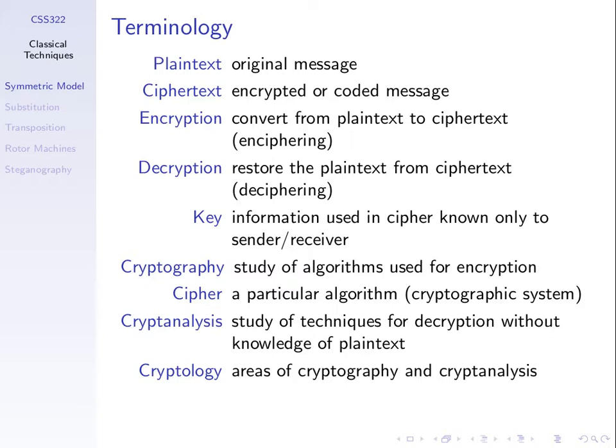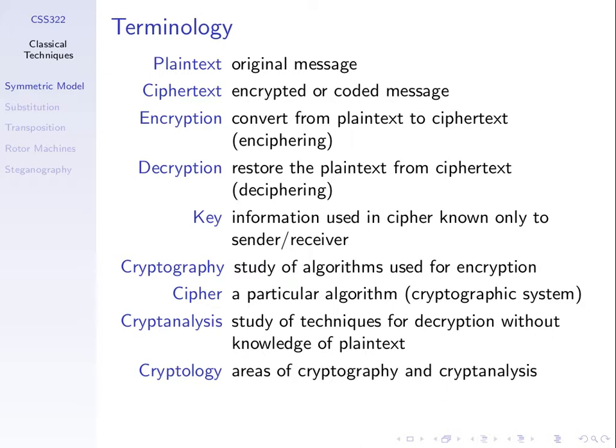To perform the encryption and decryption, you don't just have the plain text and ciphertext. There's another piece of information, the key. And that key is normally secret. That is known just to the sender and receiver. If someone else knows it, it's not a secret. And our system will not work.